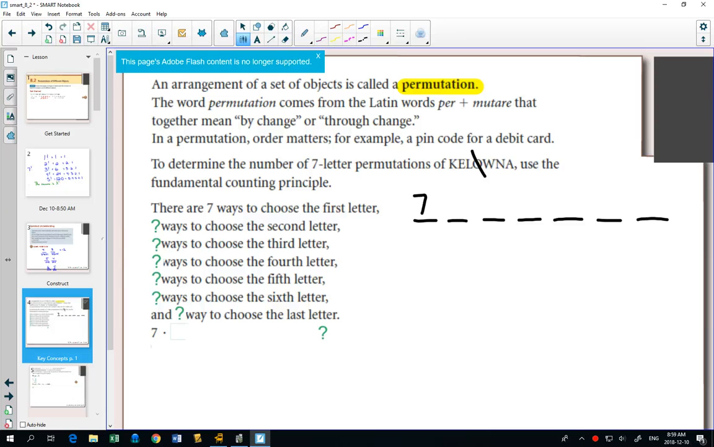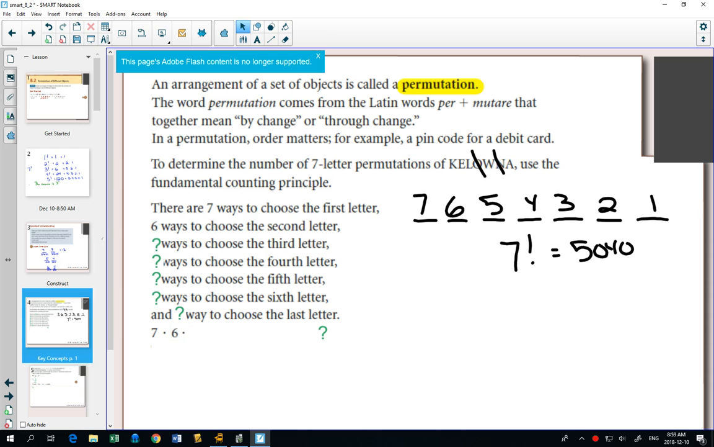When you go to your next decision, what letter is going to be next? How many choices do you have left? 6. And you could pick any of the 6. So let's say you chose the N. But there was 6 choices, but you only are still picking 1 letter. Does that make sense? And then you would have 5 choices, then 4, then 3, then 2, then 1, which is the same as 7 factorial, which we just did on our calculator, is equal to 5,040.